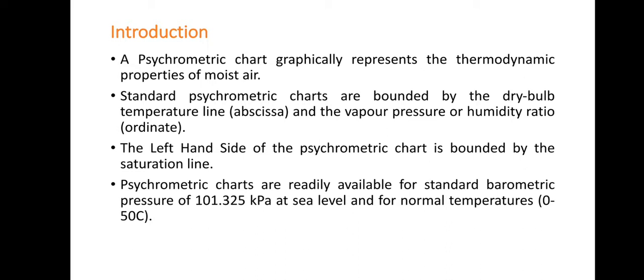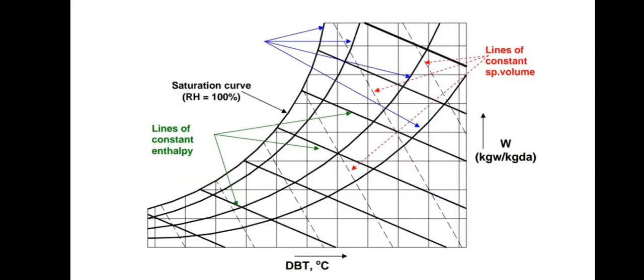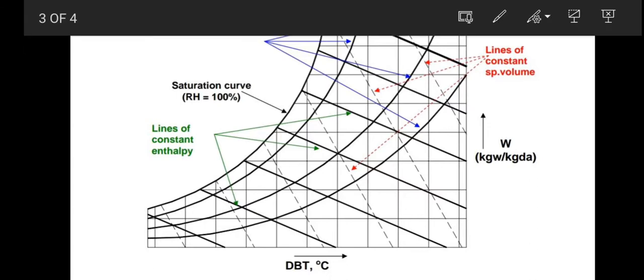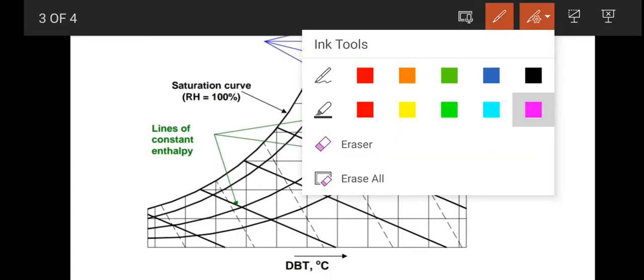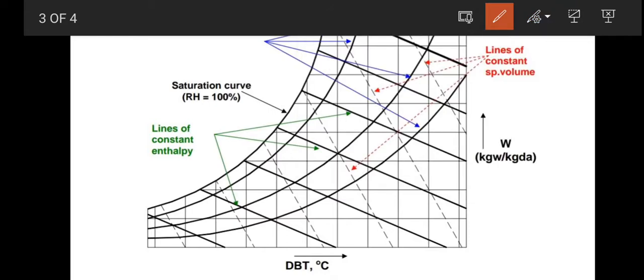Now we'll see the psychrometric chart. At the abscissa we have indicated the dry bulb temperature, which increases from the left hand side to the right hand side. All the vertical lines indicate the dry bulb temperature in degrees Celsius.